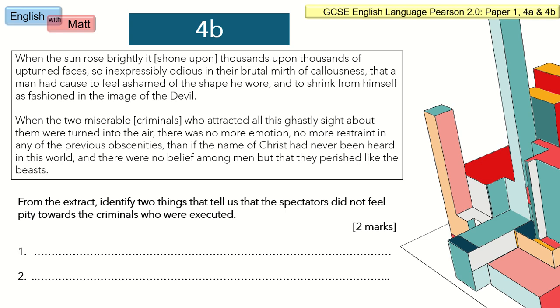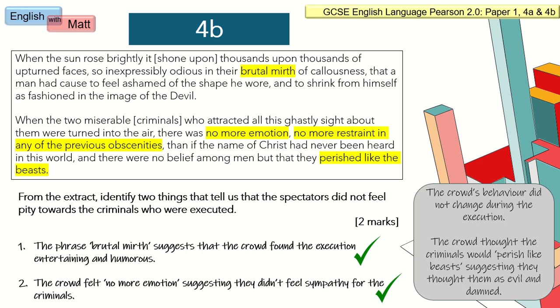So this could be some kind of public hanging, let's say, or a situation where criminals get their comeuppance in some way because those criminals had done the wrong thing, perhaps. So we're trying to find 2 bits of information that we could interpret in terms of proving that these spectators did not feel sympathy towards these 2 criminals who were about to be executed. So again, you can pause the video now, or you can carry on watching for some possible answers. Again, I've highlighted some possible answers here in yellow.